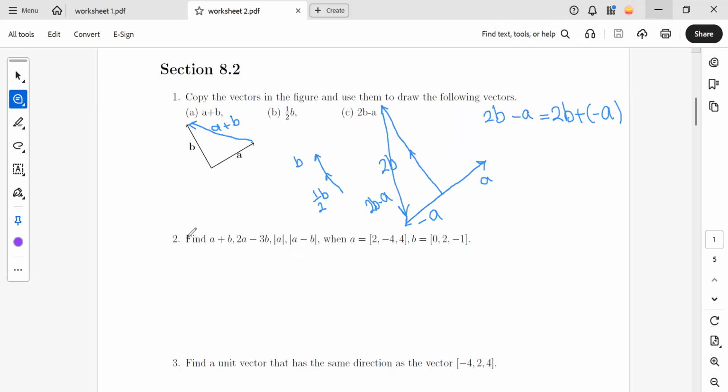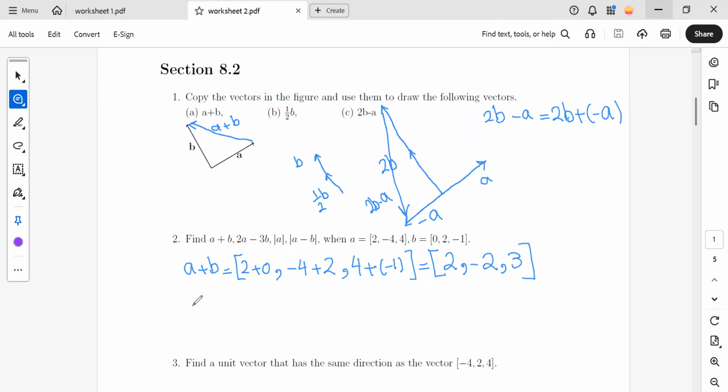Question number 2 says if a is (2, negative 4, 4) and b is (0, 2, negative 1), we are supposed to find a plus b. So it will be adding the first components, which is 2 plus 0, negative 4 plus 2, and 4 plus negative 1, which will be (2, negative 2, 3).